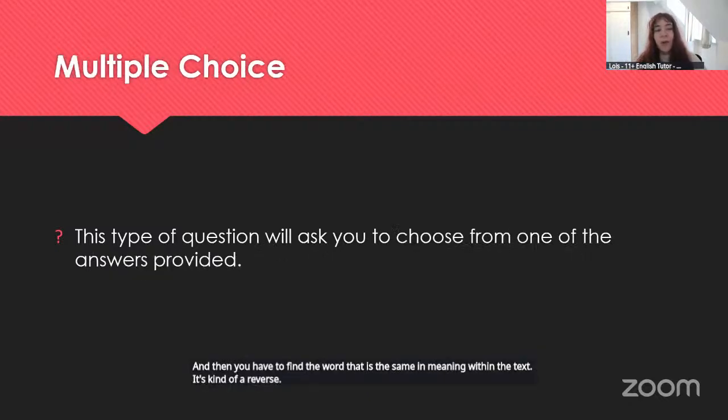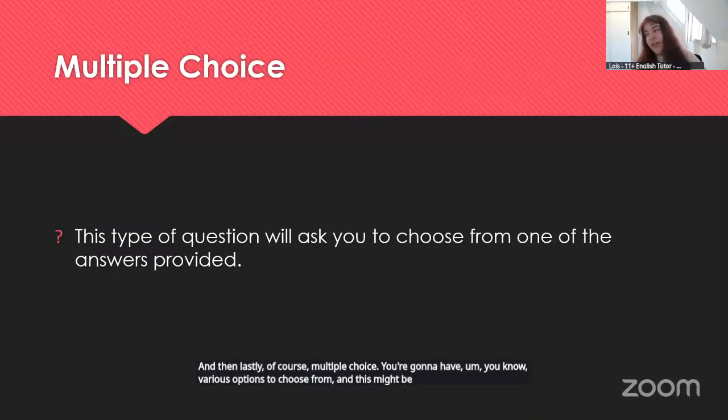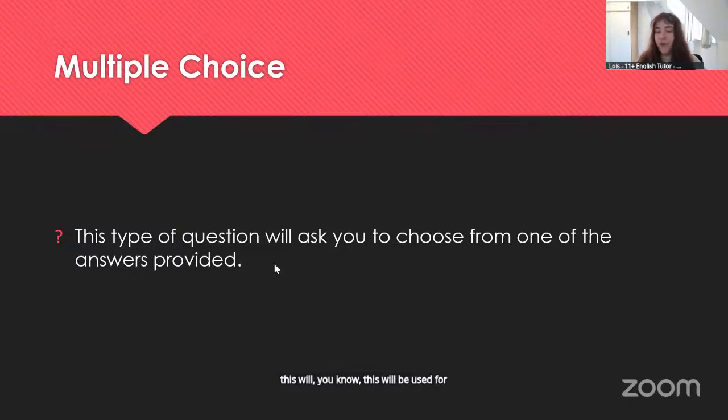And then lastly, of course, multiple choice, you're going to have various options to choose from. And this might be an alternative phrasing. It might be closest in meaning. It might be a synonym. It's going to differ. But generally, this will be used for all those different question types, depending on the kind of paper that you're doing.